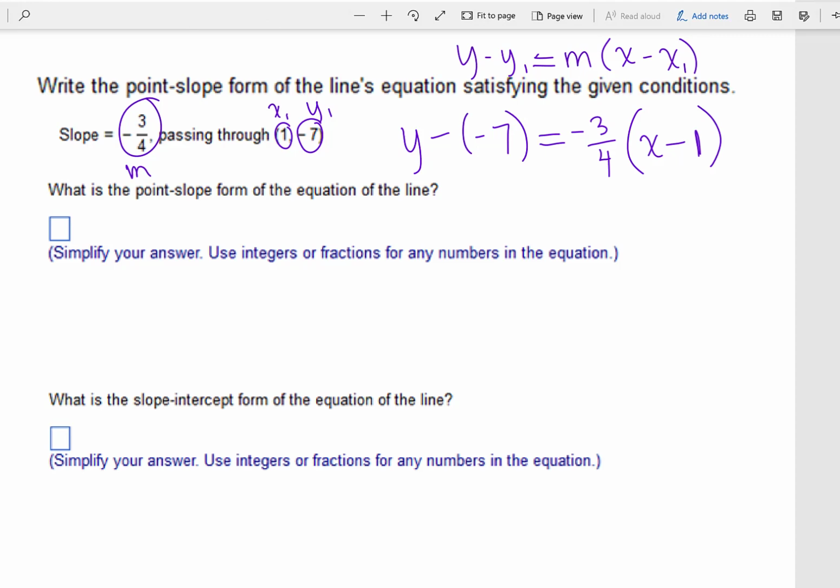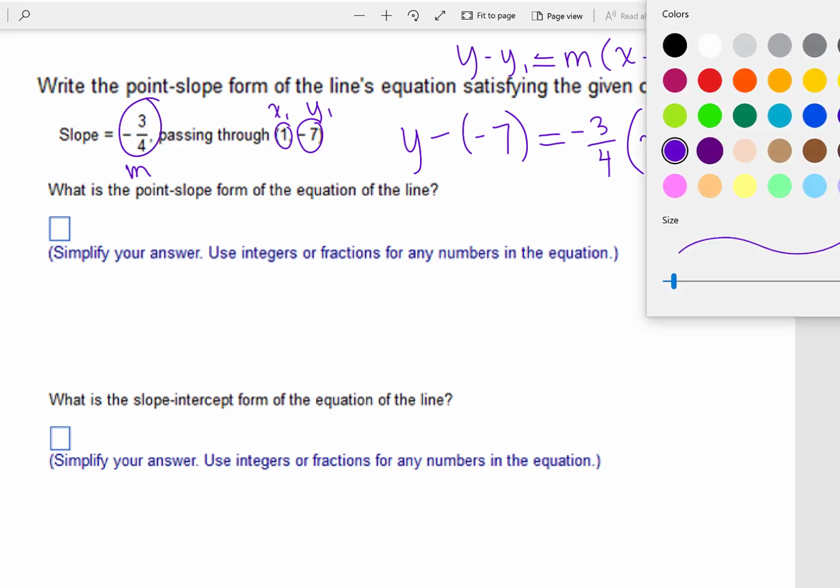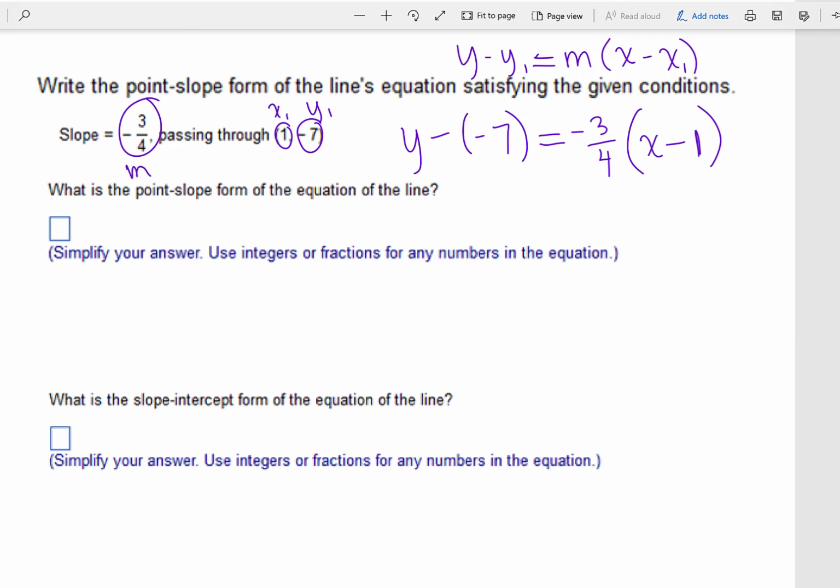So remember that we're not distributing anything. We're not going to distribute that -3/4. The only thing that we're going to simplify if needed is if we have a minus negative. So y minus -7 is going to simplify to y plus 7, and then everything else stays put. And that is the point slope form of the equation. And it does feel very unfinished, at least to me it does. I want to do more, but that is the point slope form, so you entered that exactly like that.